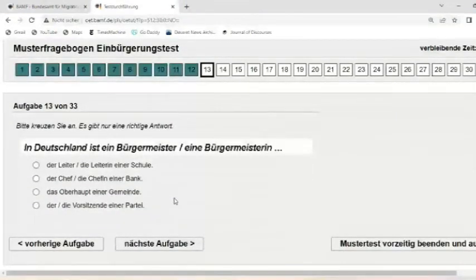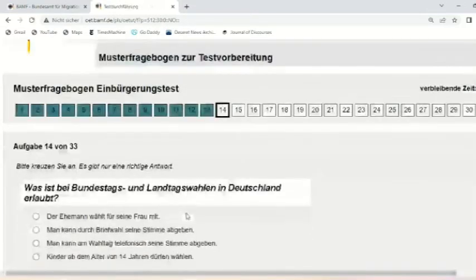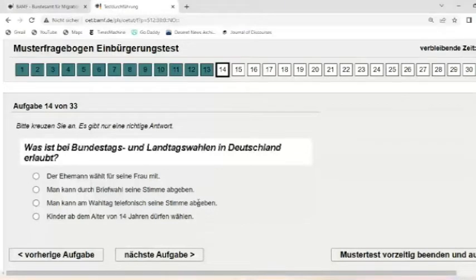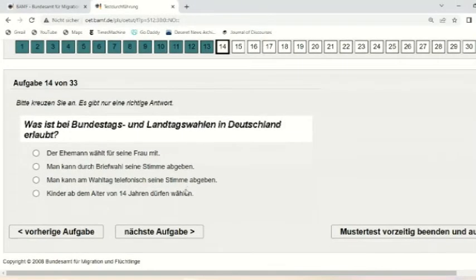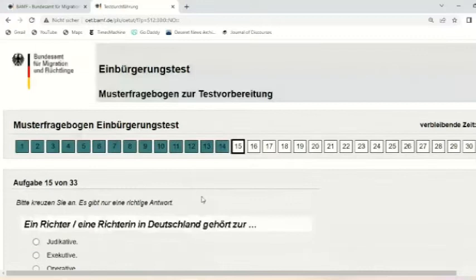Question 13. In Germany, a mayor is the leader of a school, the boss of a bank, the leader of a community, or the leader of a party. Clearly, the leader of a community. Question 14. What is allowed at the Bundestag and Landtag elections in Germany? The husband votes for his wife. One can submit his vote by letter. One could submit their vote over the phone. Children over the age of 14 can vote. Obviously, voting by letter is allowed, but not over the phone, as that would be too easy to falsify.